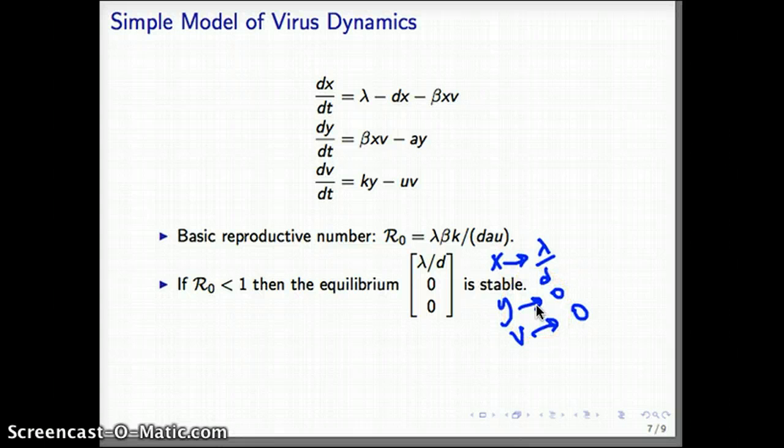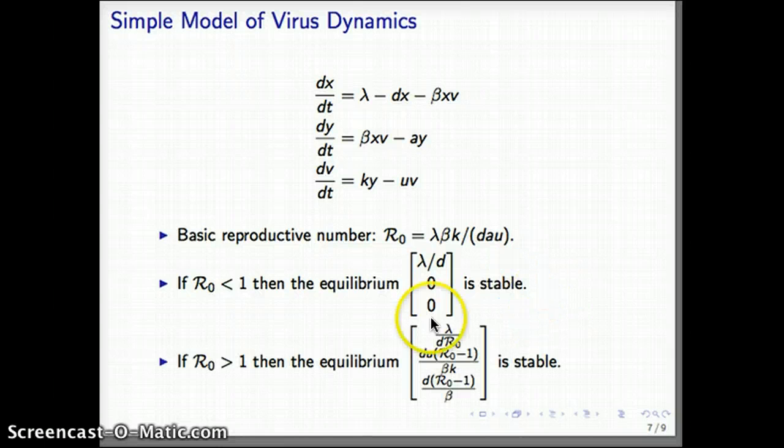There are no infected cells. On the other hand, if R0 exceeds unity, then this other equilibrium point is stable. You can notice here that when R0 is greater than 1, then R0 minus 1 is positive, right? That's an implication.